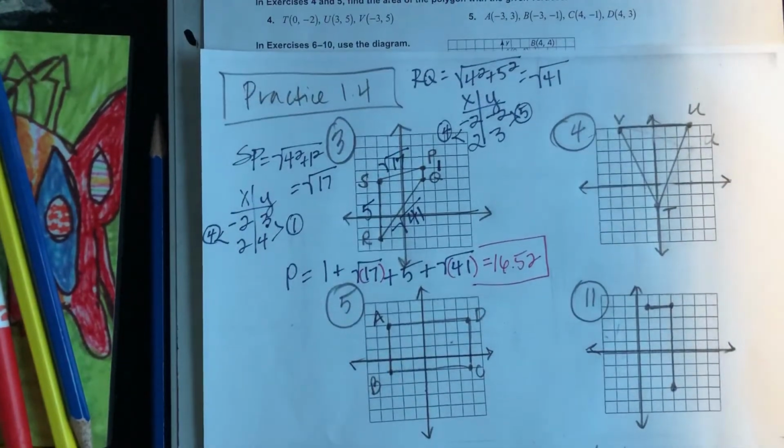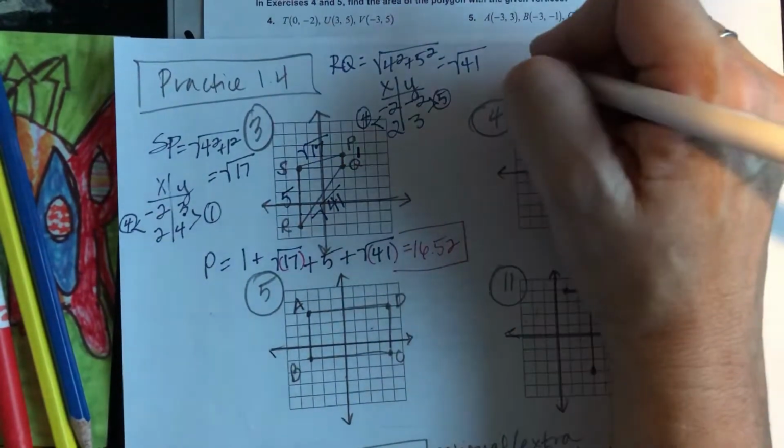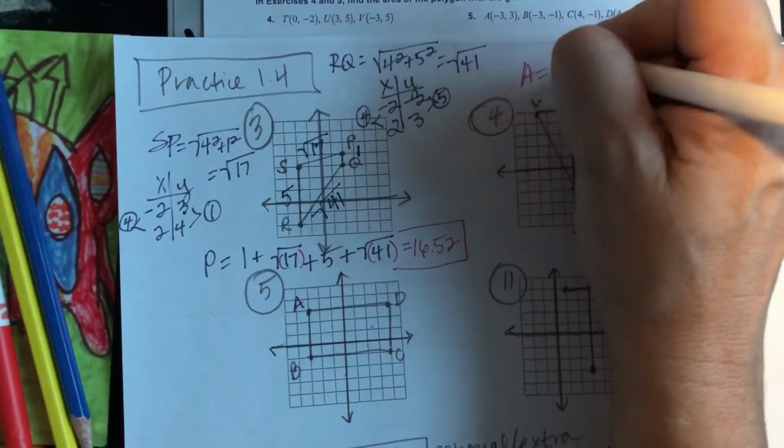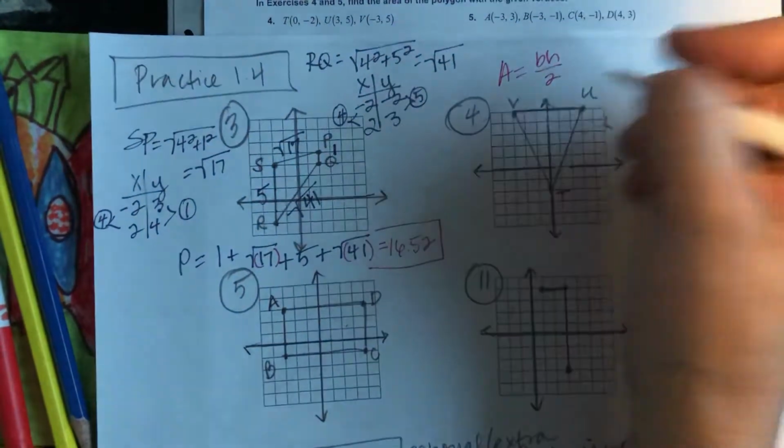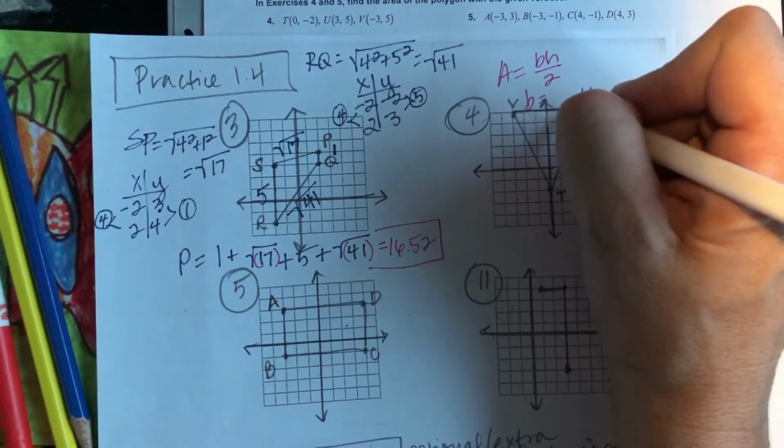Okay, I was already looking ahead at 4. 4 and 5 are looking for area. Actually, with 4, area is base times height divided by 2. It's a triangle. We did one of these yesterday. London, I think I was doing too much with you. I didn't realize what we were trying to find.